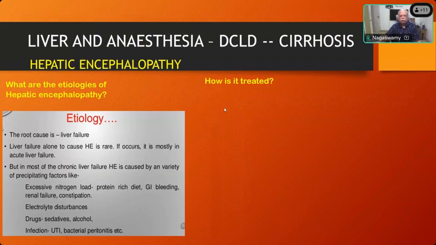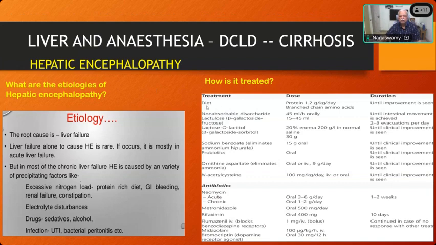How is it treated? Treated by diet control, reduced protein intake, non-absorbable disaccharide like lactulose, 45 ml hourly orally, and then 15 to 45 ml until intestinal movement is achieved. And lactulose or lactitol can also be given as an enema. And sodium benzoate, which eliminates ammonia, 5 grams oral.